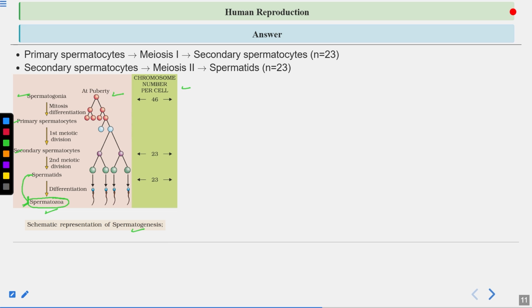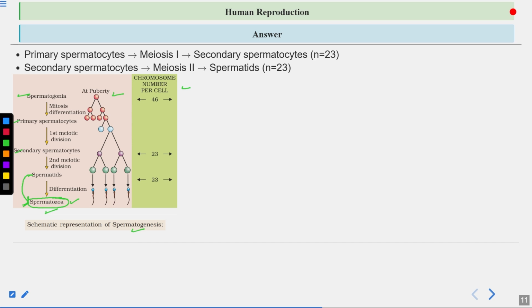So there are two terms, spermiogenesis and spermiation. Spermiogenesis is the transformation of spermatids into spermatozoa. Spermiation is the release of the mature sperm into the lumen of the seminiferous tubules.